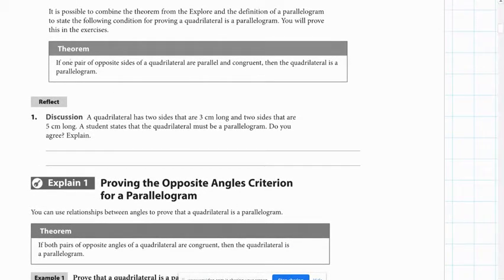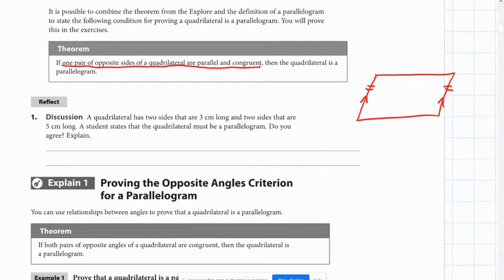Okay, and then on page 434, another converse. Yesterday we had some theorems involving opposite sides and angles of quadrilaterals. This one says if one pair of opposite sides of a quadrilateral are parallel and congruent, then the quadrilateral is a parallelogram. It's a little bit different than the one we just looked at. We have one pair that is parallel, and that same pair is congruent.